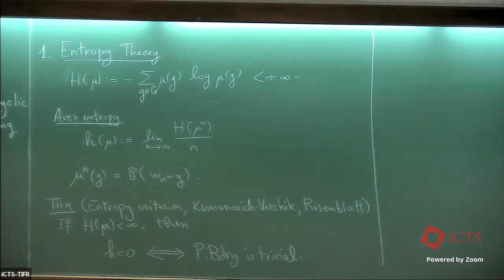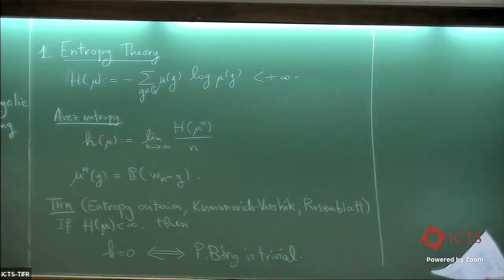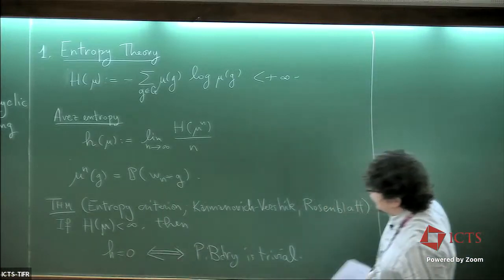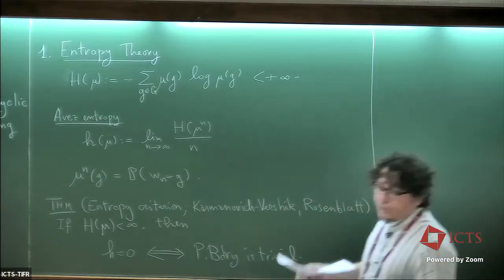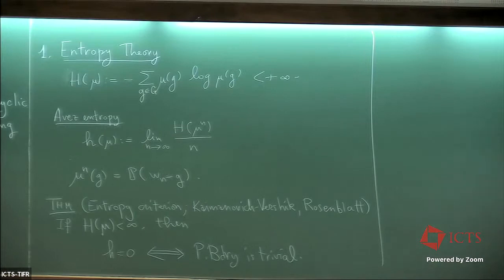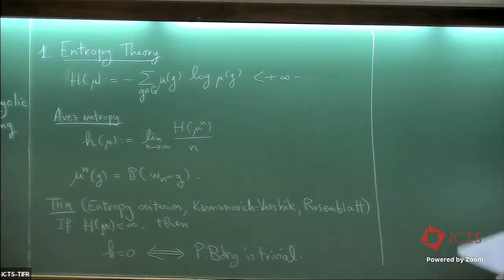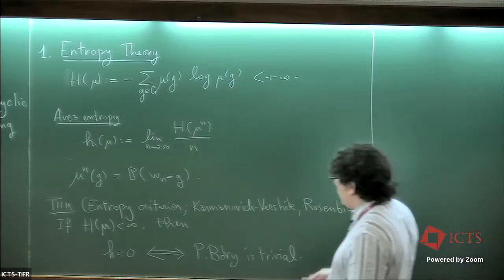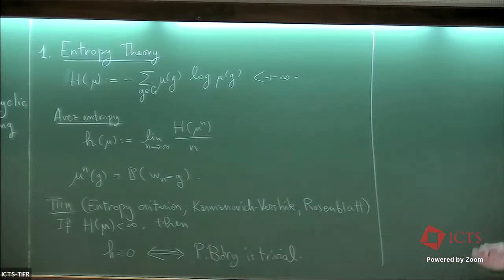So somehow the idea is that the random walk does not carry enough information to further split this boundary. So we will see that when the boundary is non-trivial, you can separate the space of paths in different subsets according to where they converge. And this somehow lowers the entropy. But if there's already zero entropy, you cannot split it further. And so the boundary has to be trivial already.